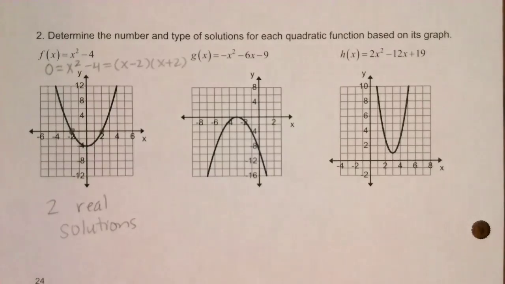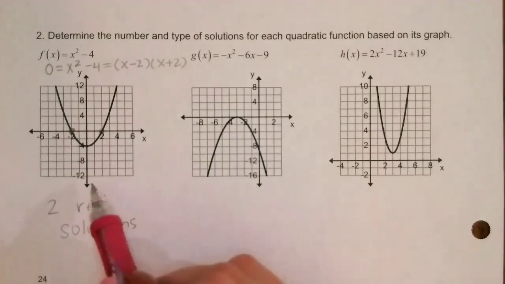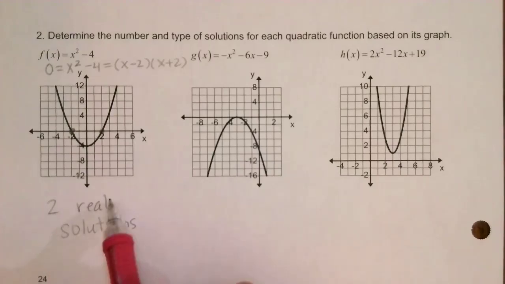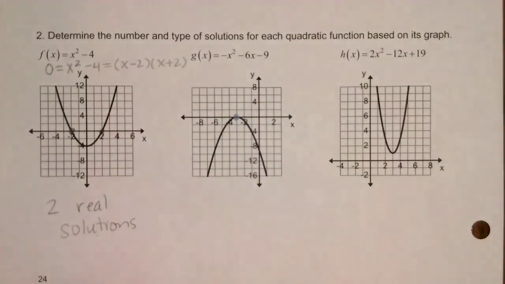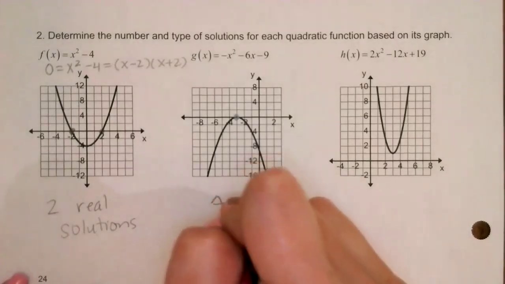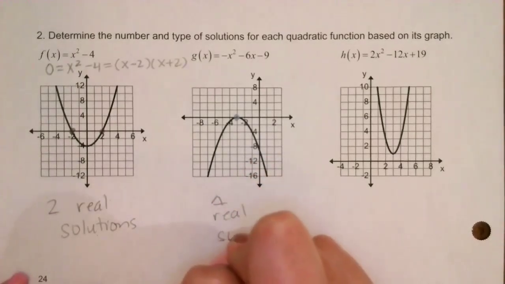So anytime it asks you to determine the number and type of solutions, this is your answer right here. There are two real solutions. All right, when we look at this second one, it has the vertex on the x-axis. We know that the vertex doesn't have a symmetrical point. The axis of symmetry cuts right through it, so it only has one solution. So this would be one real solution.